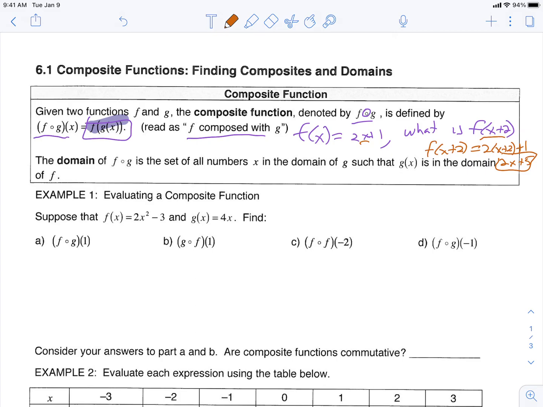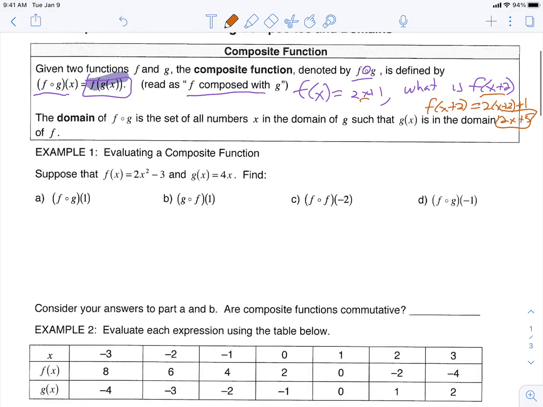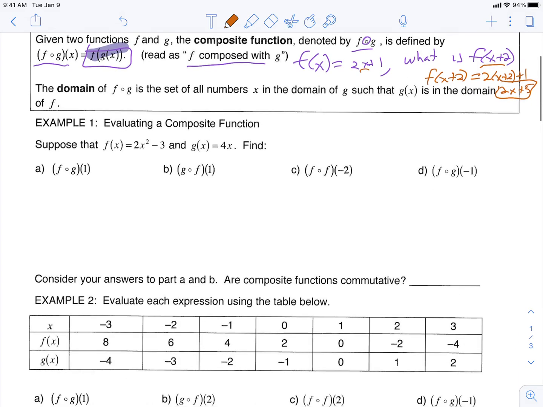We're going to do a few things with this. We're going to evaluate it. We're going to substitute it. We're going to find the domain and range of this. So, all sorts of fun things with these composite functions. So suppose that f of x is 2x squared minus 3 and g of x is 4x, then find the following. So f of g of 1.